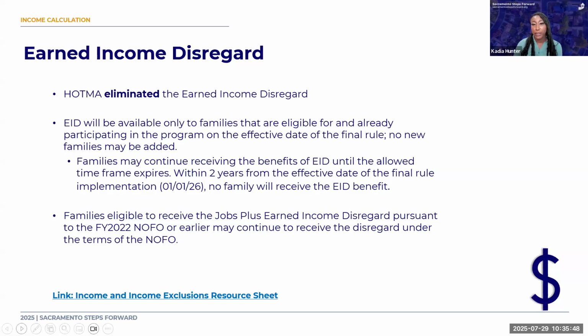Let's picture a working parent whose income rises, they lose the disregard sooner, so rent could go up quicker under the new rules. Definitely something to plan for in your caseloads. Dive deeper with the income and income exclusion resource sheet linked here. How might this affect families they're supporting? It's a question to think about. All right, let's link everything back in the next slide.